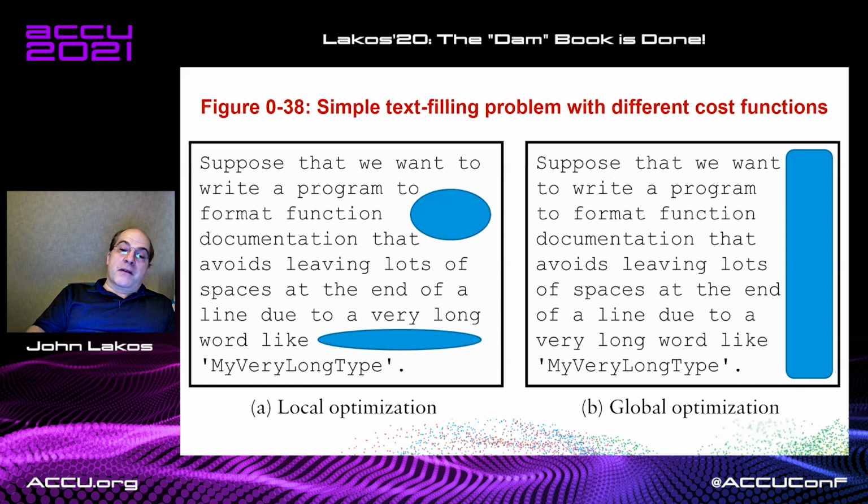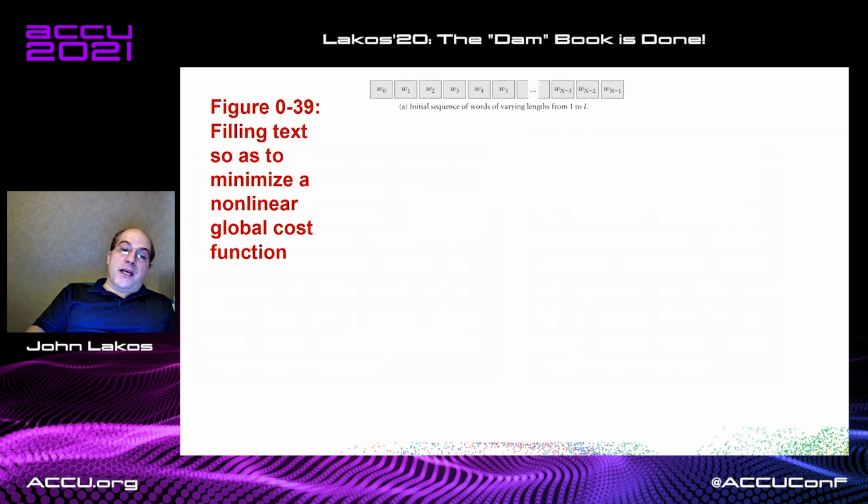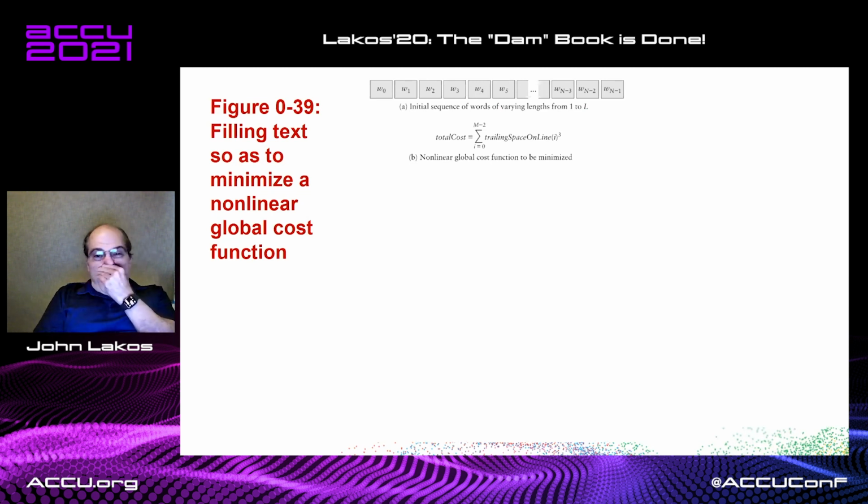But anyway, what we need to do here is come up with a cost function that makes the overall text on the right better than the text on the left. And the cost function is this. We're going to take the sum of the cubes. It could be the square, it could be the fourth power, but it's got to be a nonlinear function. We're going to take the sum of the cubes of the length of trailing space for each line.